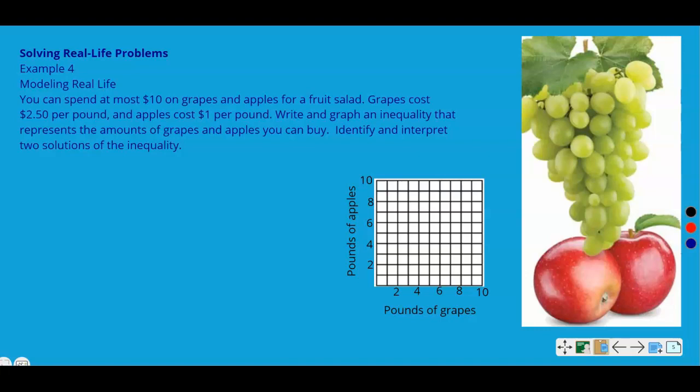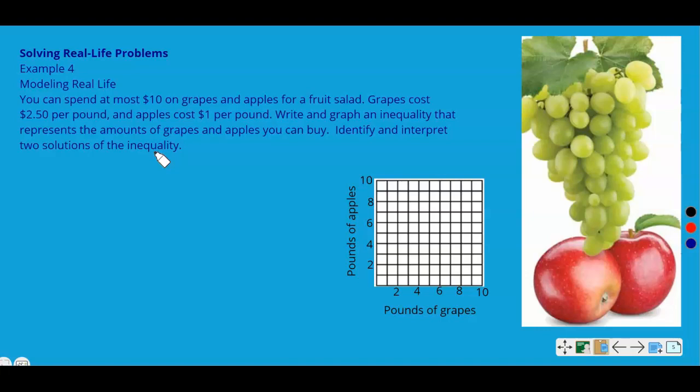All right, we're still graphing linear inequalities in two variables, and we are on example 4, solving real life problems. You can spend at most $10 on grapes and apples for a fruit salad. Grapes cost $2.50 per pound, and apples cost $1 per pound. Write and graph an inequality that represents the amount of grapes and apples you can buy. Identify and interpret two solutions of the inequality.